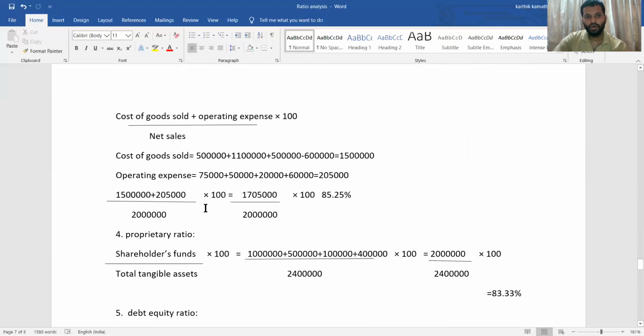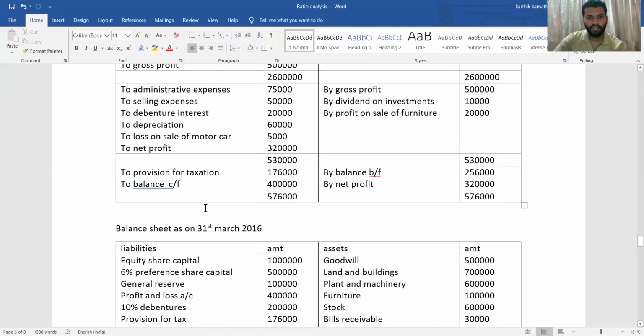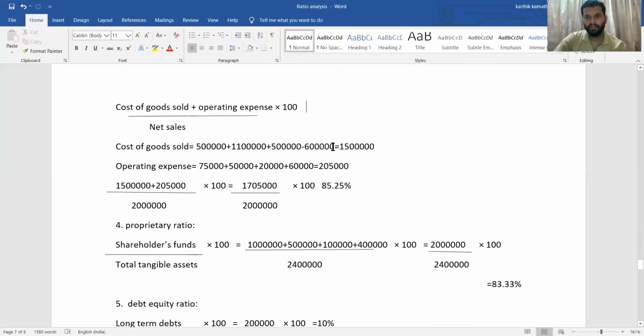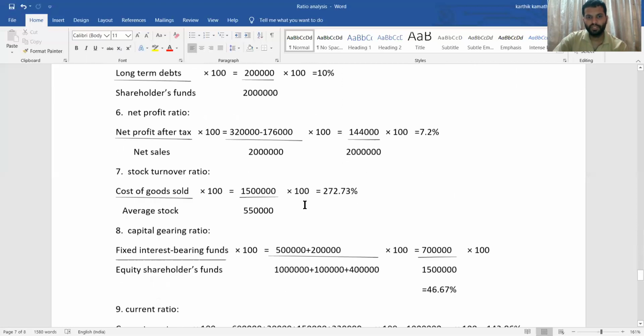And average stock. If you see, the opening stock and closing stock information is given. Opening stock given in the problem is 5 lakh. Closing stock given in the problem is 6 lakh. So 5 lakh plus 6 lakh divided by 2, that is 11 lakh divided by 2, you will get 5 lakh 50,000 as your average stock. So 15 lakh divided by 5 lakh 50,000 into 100, 272.73%.